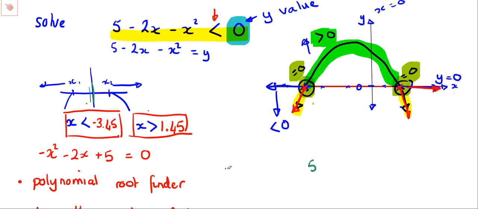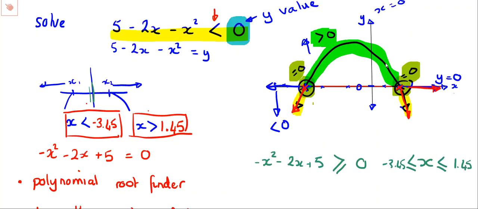Because it's split like that, it's worth keeping your inequality split. But if I were to say, just out of interest, x squared minus 2x plus 5 is therefore greater than or equal to 0, we are now finding everything above the line, including the 2 points. So this time we could say x is greater than or equal to minus 3.45 and less than or equal to 1.45. So that would be this bit here. Make sense? We've got the two options.